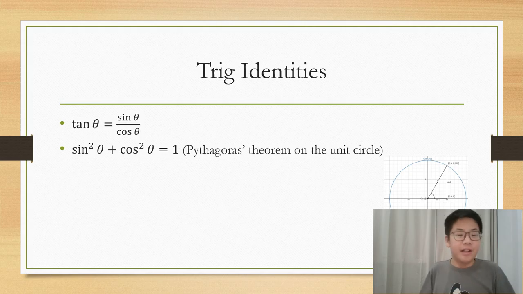Mathematicians included. Because SOH CAH TOA, because opposite over adjacent is basically opposite over hypotenuse over adjacent over hypotenuse, which is sine over cos. Therefore, proving tangent theta is sine theta over cos theta. And sine squared plus cos squared equals 1 is just Pythagoras theorem on the unit circle. As I said before, you can play with the unit circle interactive and try proving this theorem on your own.